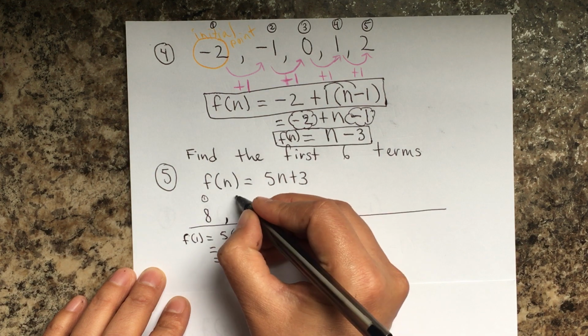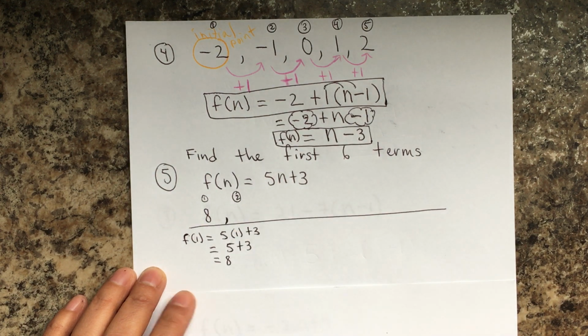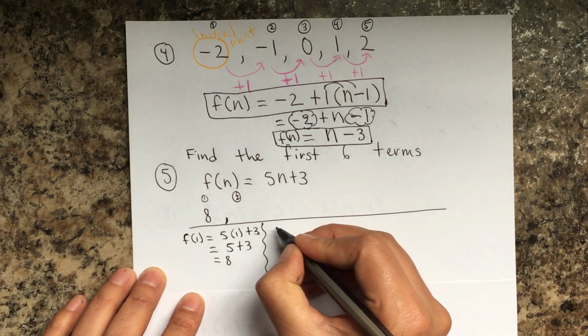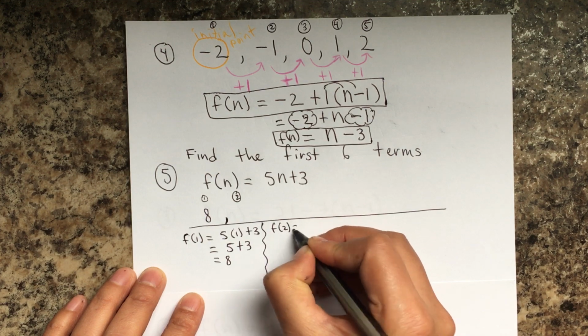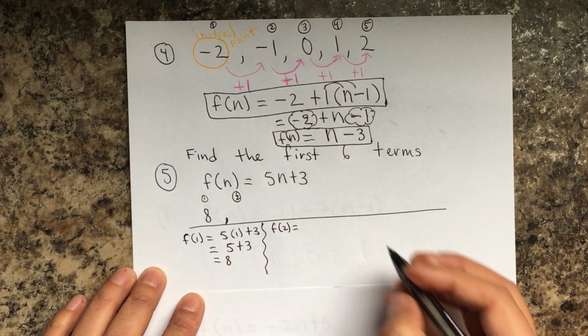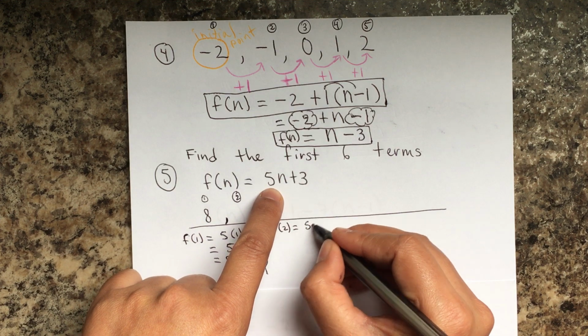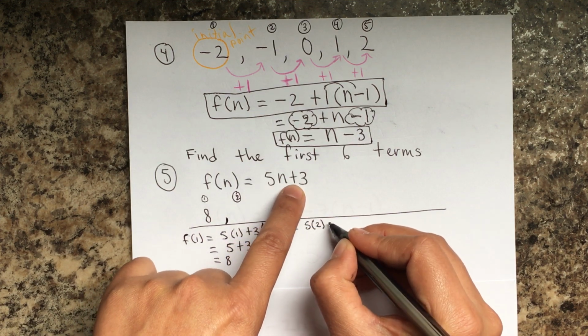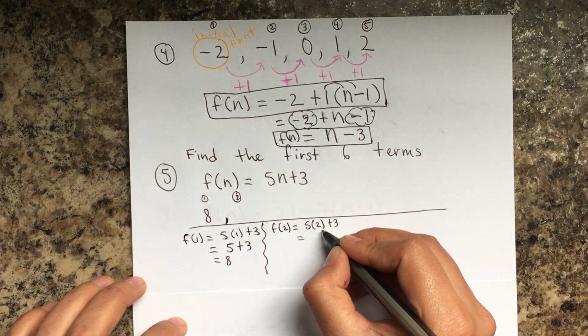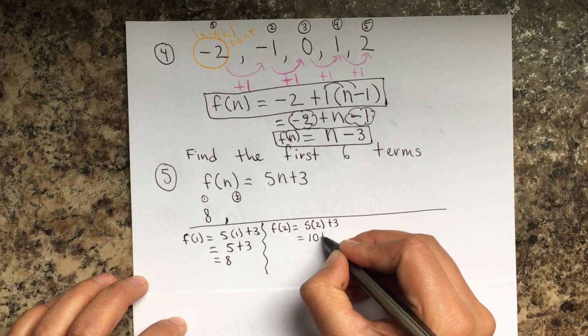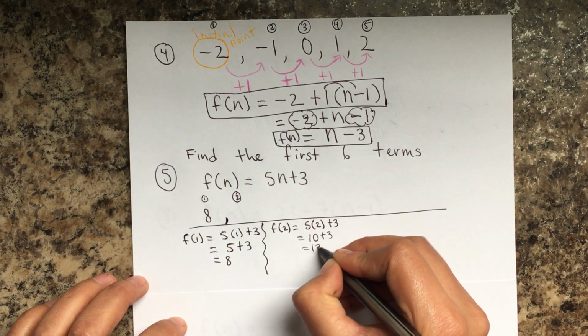Okay. For the second number, I'm going to write f of 2 is equal to 5 times 2 plus 3. And this gives me 10 plus 3 equals 13.